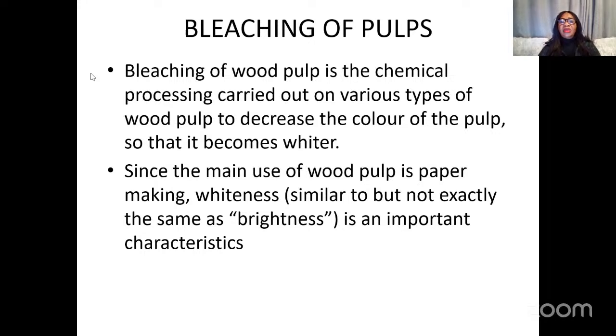Now let's look at the bleaching. Bleaching of wood pulp is the chemical processing carried out on various types of wood pulp to decrease the color of the pulp so that it becomes whiter. The main use of wood pulp is for paper making, and so whiteness is important.